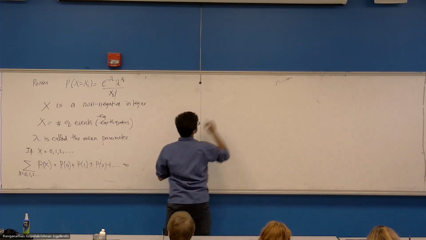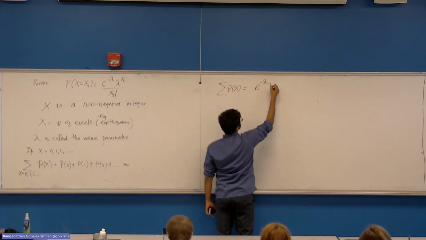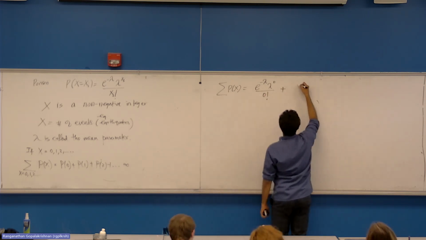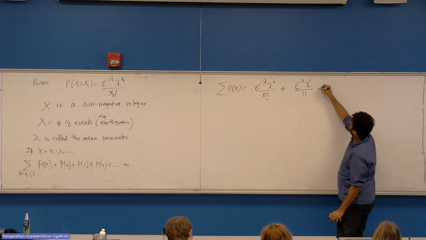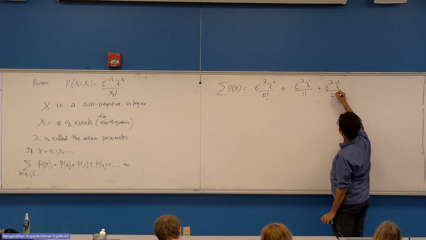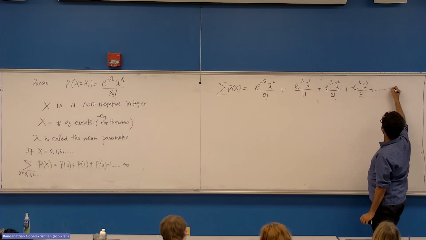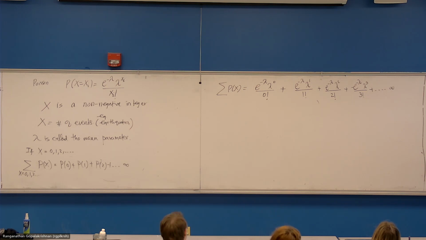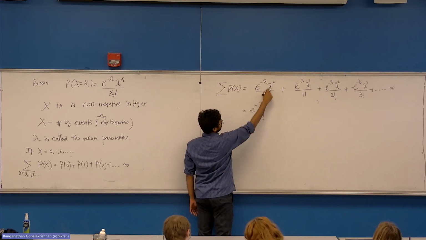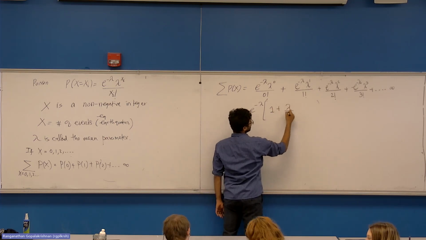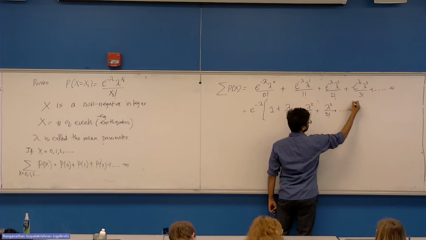So what is p of 0? Summation p of x equals p of 0, which is e power minus lambda, lambda power 0 divided by 0 factorial, plus p of 1, e power minus lambda, lambda power 1 divided by 1 factorial, plus e power minus lambda, lambda squared divided by 2 factorial, lambda cube divided by 3 factorial, plus and so on up to infinity. If you simplify, this is e power minus lambda times lambda power 0 divided by 0 factorial, which is 1, plus lambda divided by 1 factorial plus lambda squared by 2 factorial, lambda cube by 3 factorial, plus and so on up to infinity.